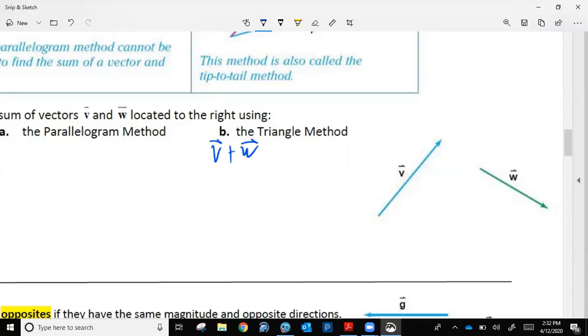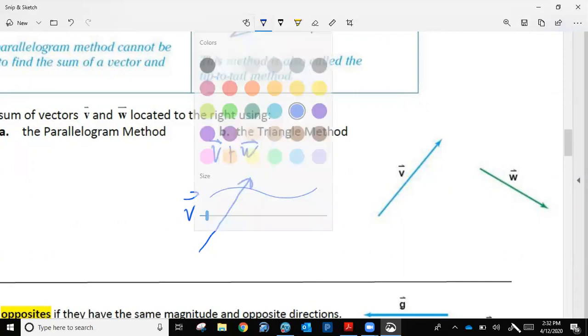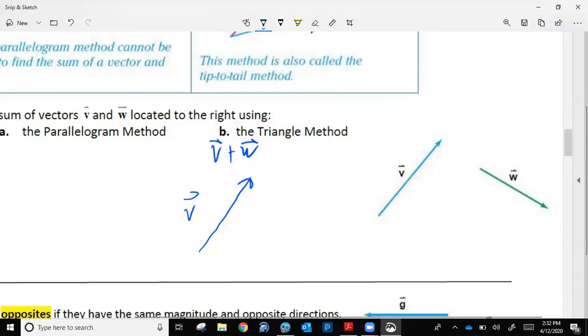And all we do is we lay down vector v, eyeballing it somewhat. I would say that's what vector v looks like. We're going to build a triangle. So at the end of vector v, we're going to place vector w. Vector v ends at this arrow. I'm going to start vector w, and it's going to move down and to the right, like so. So we could imagine maybe that vector v represents an airplane flying. Vector w could represent the wind blowing. And common sense says that wind's going to kind of blow the airplane off course.